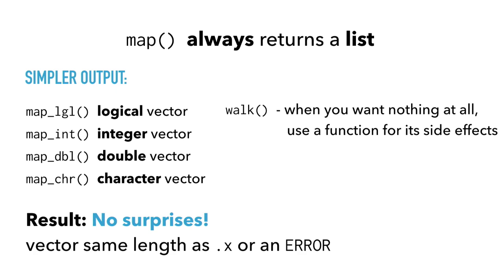So the result is that you get no surprises. If you see in your code that you used map_lgl, you know that what you get back is a logical vector, or you're going to get an error. There's no automatic simplification going on. And that vector will always be the same length as the input.